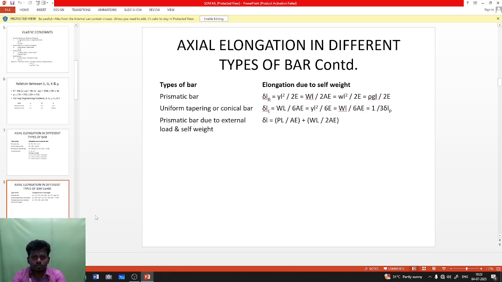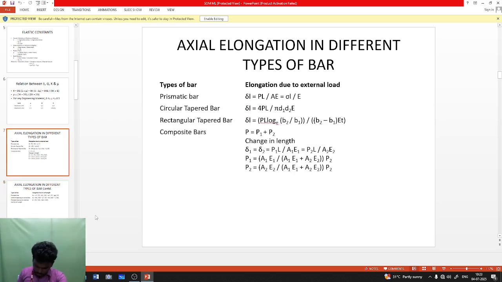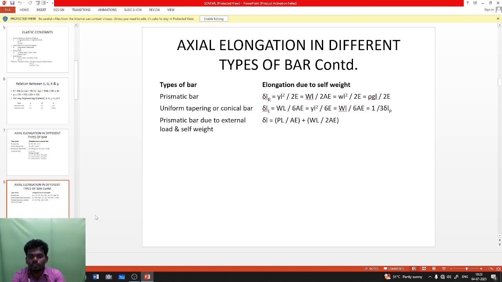Axial elongation, different types of bars, continued: elongation due to self weight. Previously we saw elongation due to external load, and now we are going to see elongation due to self weight. For a prismatic bar, δL_P = γL²/2E = WL/2AE, where small w is multiplied with acceleration due to gravity, and finally it comes as ρgL²/2E.